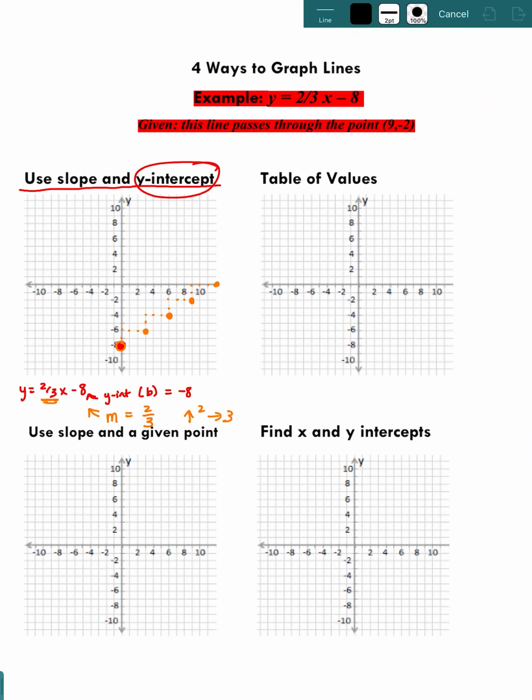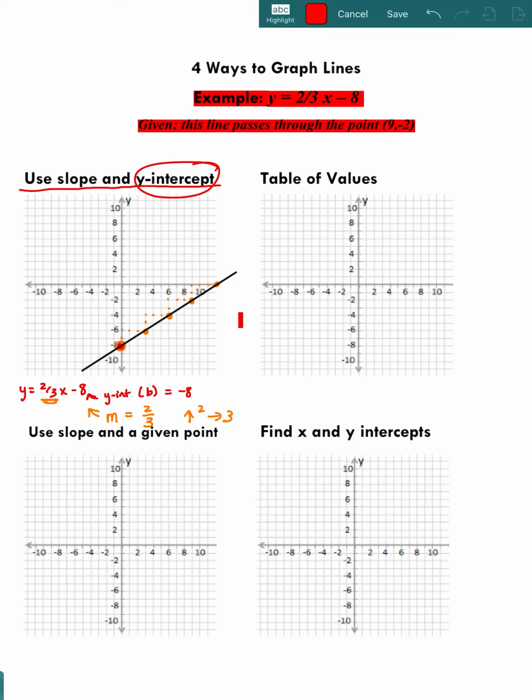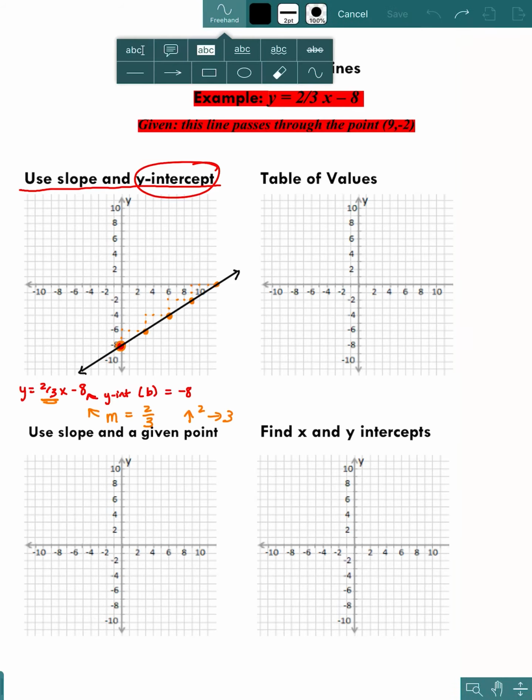Now when you're connecting your points, if you find at any point with any of these methods that your points don't line up, and you've got a number of points that do line up, but there's one that's out of whack, that usually means you've made some sort of counting mistake or algebraic mistake. So that's what this line is going to look like. Using slope and y-intercept form, we were able to graph it.